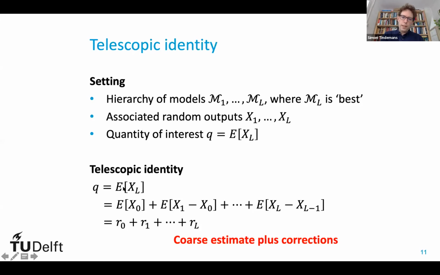Now we can rewrite this, and it's a little bit of trivial mathematics that seems complicated perhaps, but we can rewrite this quantity we're looking for as the expectation of the crude model plus the difference terms added on at the end. This is called the telescopic identity. If you look at this, it's basically a base value here, R0, plus a list of correction terms, R1 to RL. So coarse estimate plus corrections.